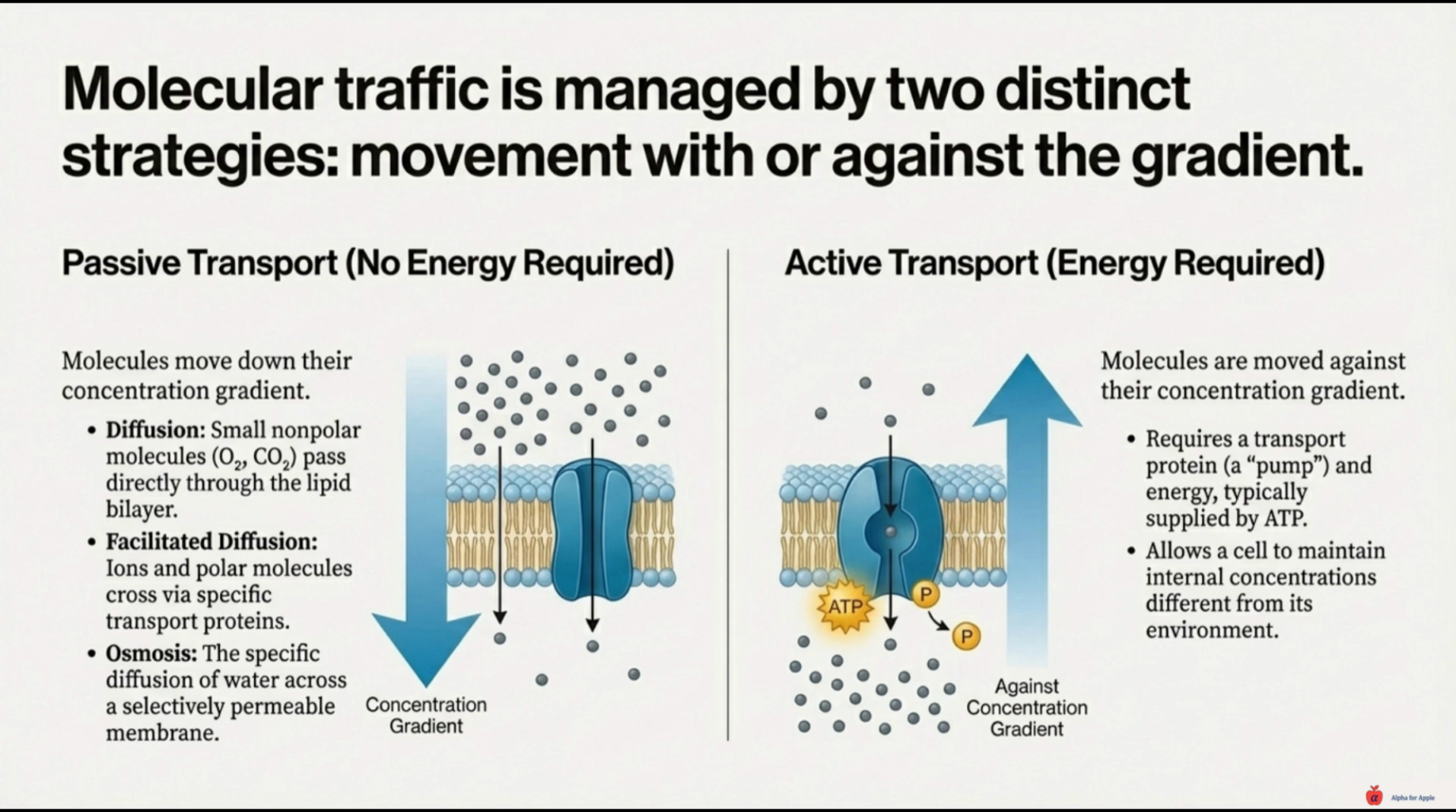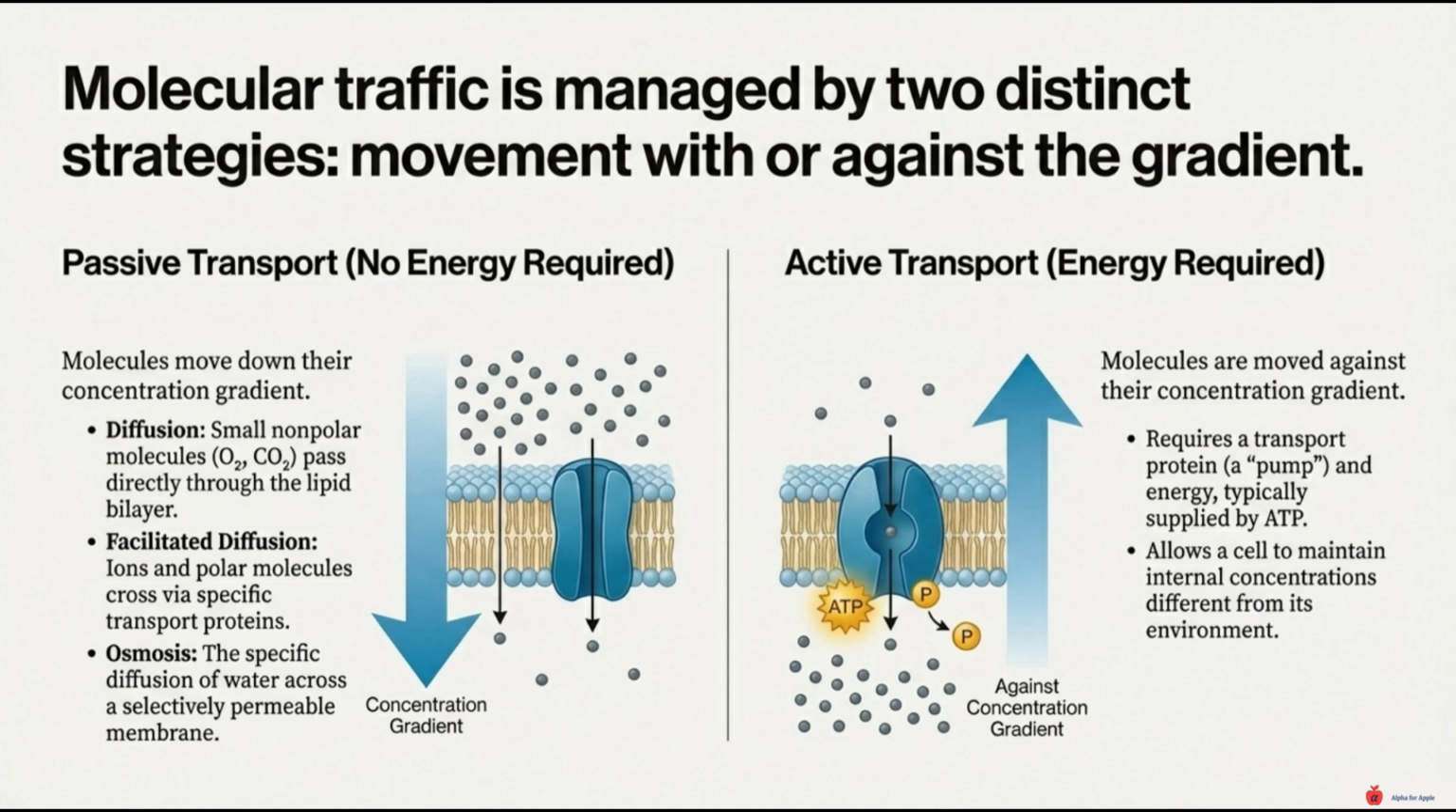Wait, hang on. Why would the cell ever need to fight against that natural flow? It seems so inefficient, moving things where they don't naturally want to go. It does seem inefficient, but it's absolutely vital for maintaining life itself. This is active transport. It requires a ton of energy, usually from ATP, because the cell is intentionally moving molecules against their concentration gradient. Pushing them uphill. It's exactly like pumping water uphill. A nerve cell, for example, needs a much lower concentration of sodium inside than outside to be able to fire. So it has to use these specialized pumps to actively push sodium out, constantly fighting diffusion.